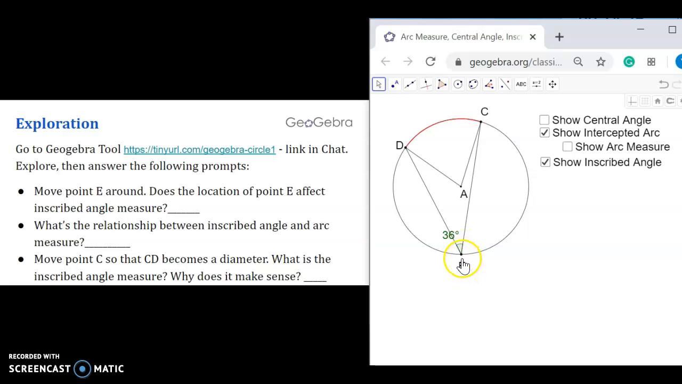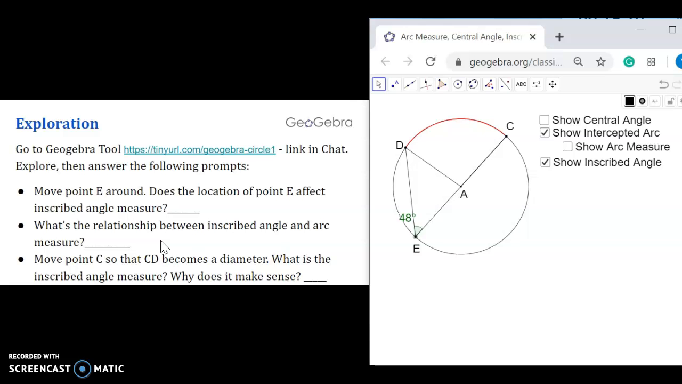Now we can move this around and look at the measurement, 36 degrees. If I move it anywhere along the circle, what happens to the angle measure? It doesn't matter where it is, the angle measure is set. Is it always 36 degrees? No, it really depends on the arc measure. If I move that, the arc is getting bigger or smaller, and the inscribed angle is different. But for a given arc measure, the inscribed angle stays the same.